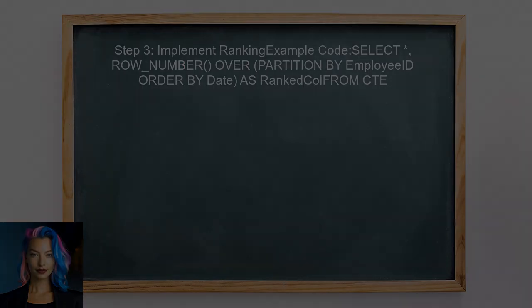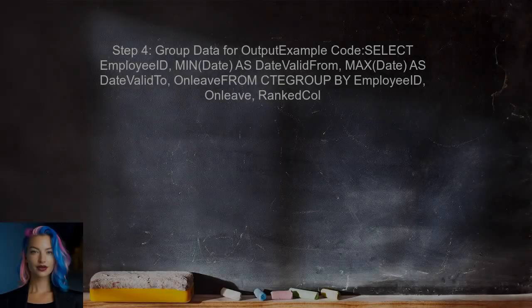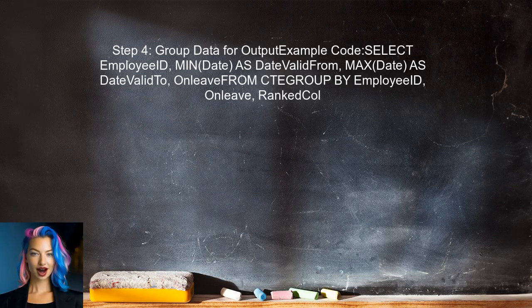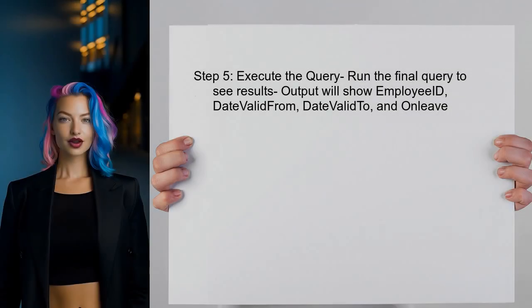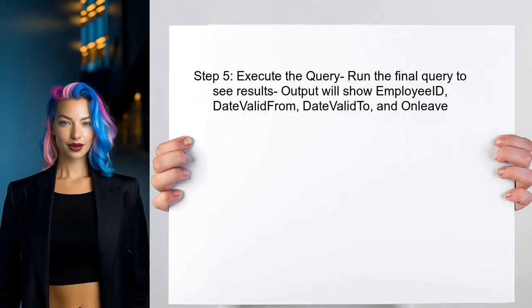Now that the user has the ranked column, they can group the data to get the desired output. This involves selecting the minimum and maximum dates for each group of on-leave values. Finally, the user can execute the query to see the results. This will provide a clear view of the periods when each employee was on leave, along with the corresponding dates.